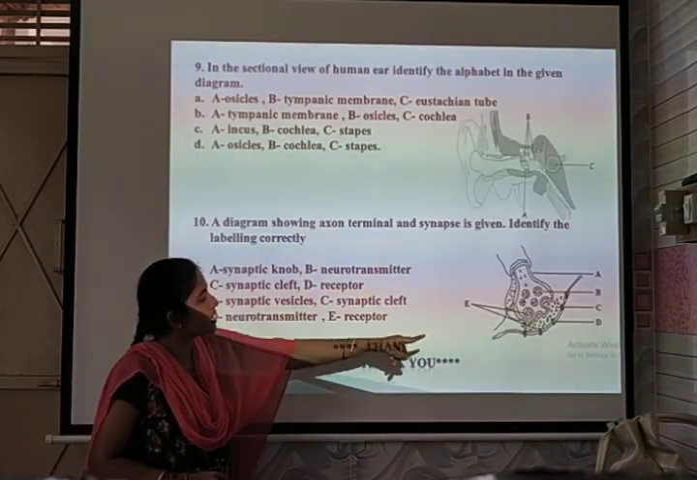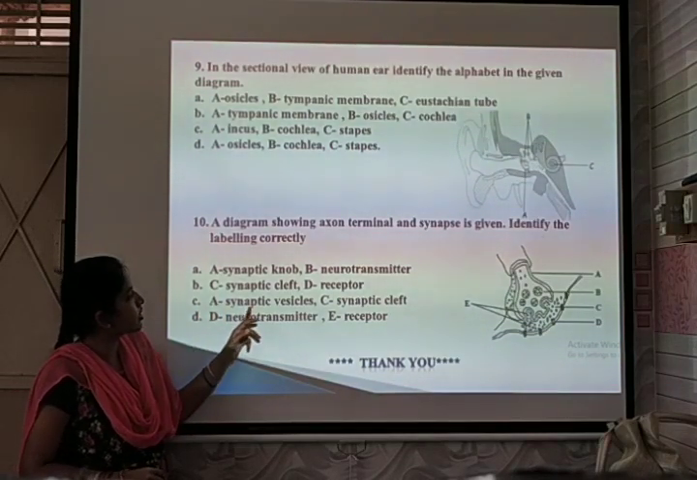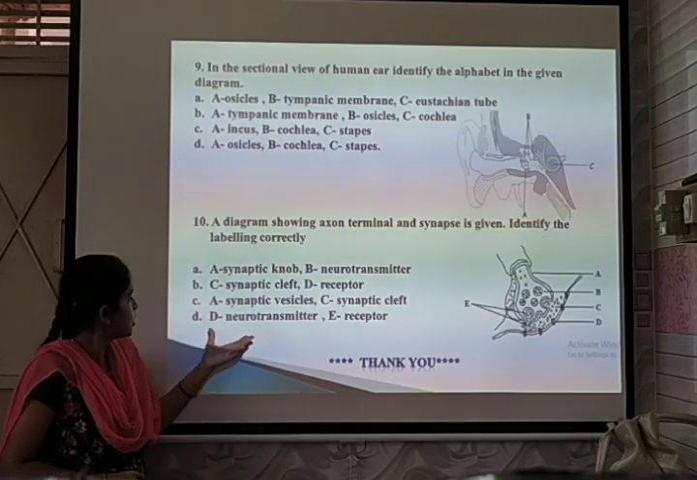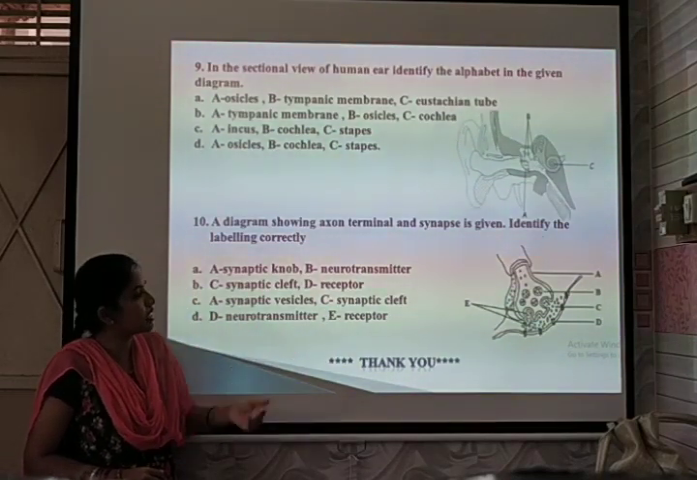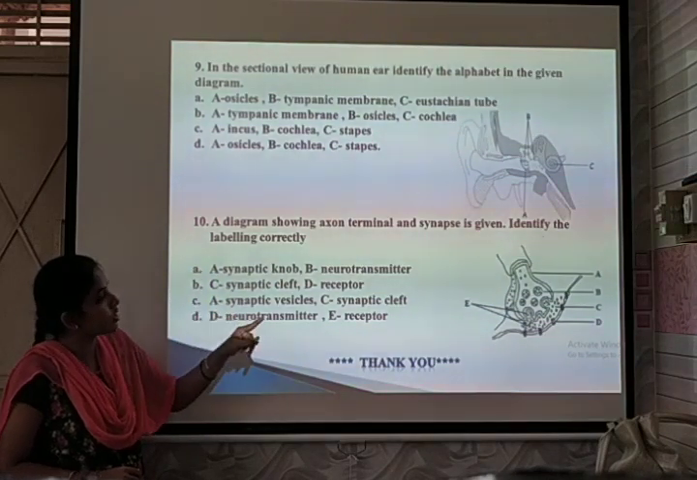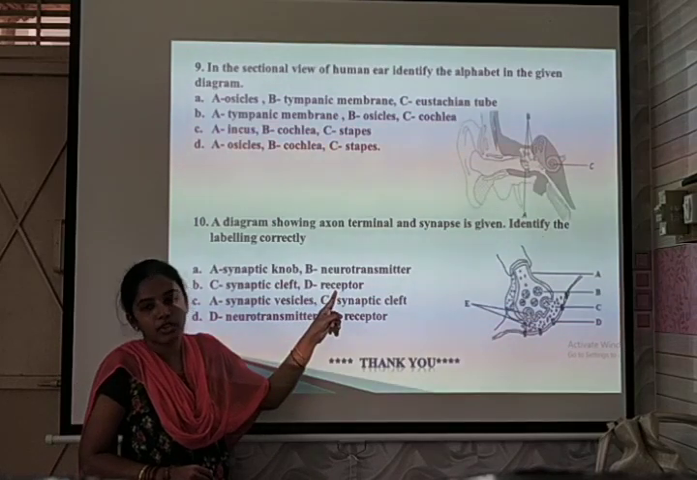Whereas D is a receptor, so this is also a correct option. But again, A is not a synaptic vesicle. C is a synaptic cleft. D is a neurotransmitter. E is a receptor. So for this, we can conclude that in the diagram, C is labeled as the synaptic cleft and D is labeled as the receptor.